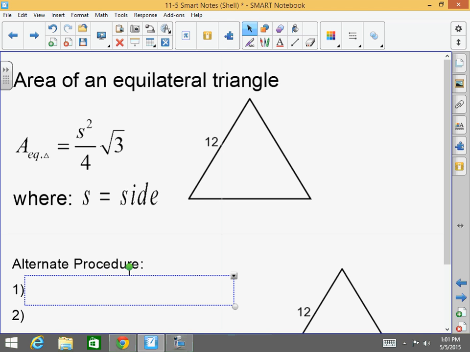Okay? It's literally that simple. If you can memorize that, well, then giddy up. It's awesome. For example, if I say find the area of this equilateral triangle. Yes, sir.